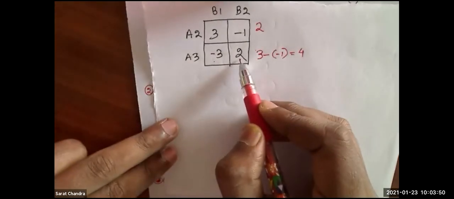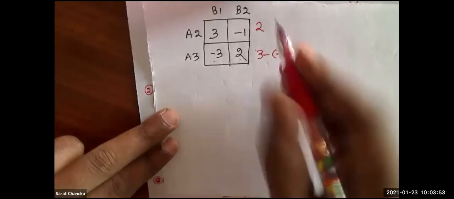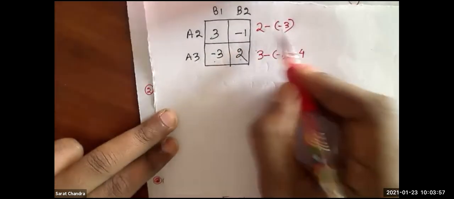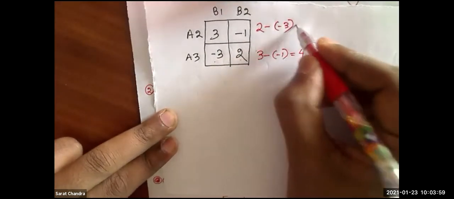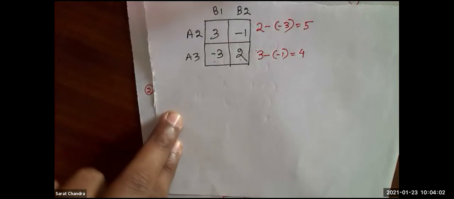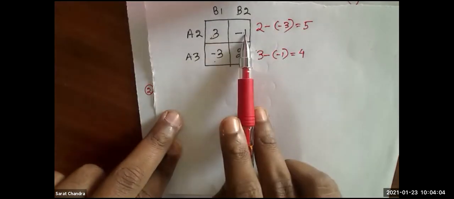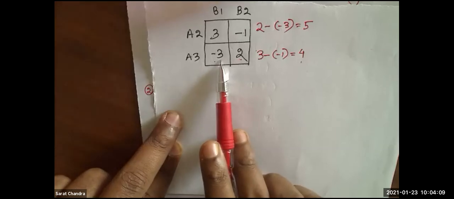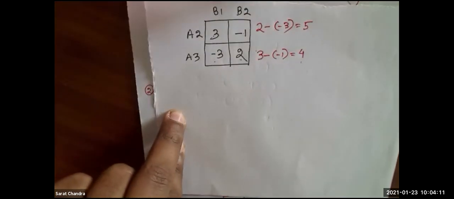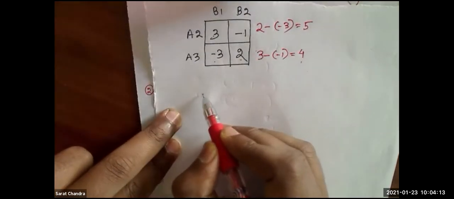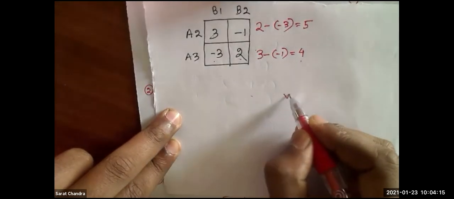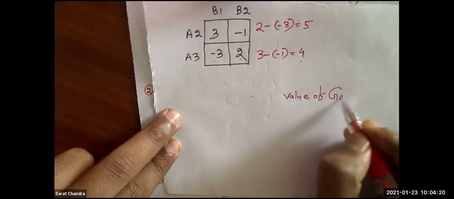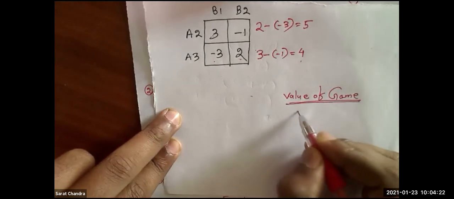So the difference is 2 minus of minus 3. Minus will become plus, so 2 plus 3 will be equal to 5. Take the difference of one row, write it in the opposite row. Similarly, I have taken the difference of this row and written it in the opposite row. Clear? Now the value of the game. I will find out the value of the game.